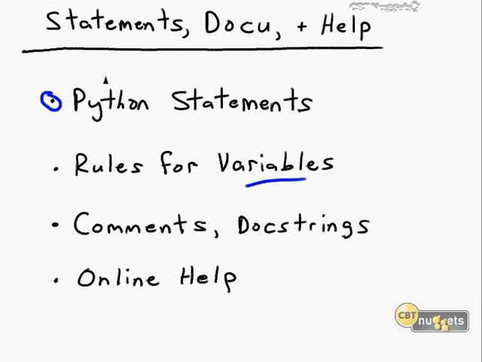I intentionally inserted this nugget in this position because rather than describe all this stuff on the front end, when you don't know how to use statements or variables, I think it's especially important now that we have some frame of reference. So we'll look at statements, we'll look at rules and best practices for using variables in Python, we'll understand the importance of documenting our code, we'll understand how comments and documentation strings work, and then I'll show you how to access Python's rich and robust online help.